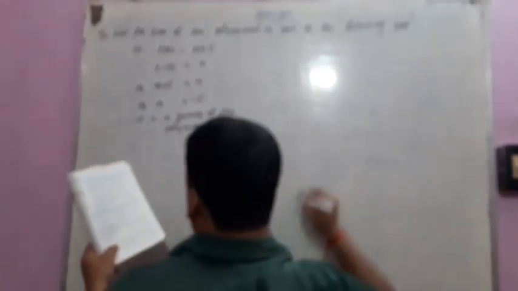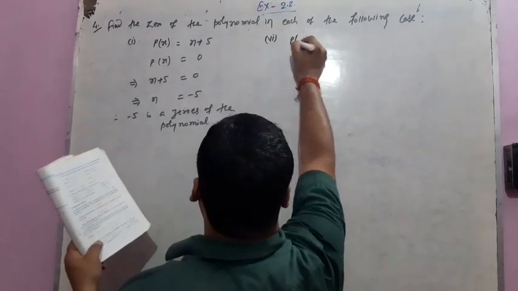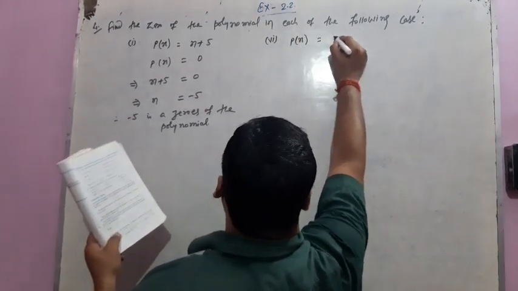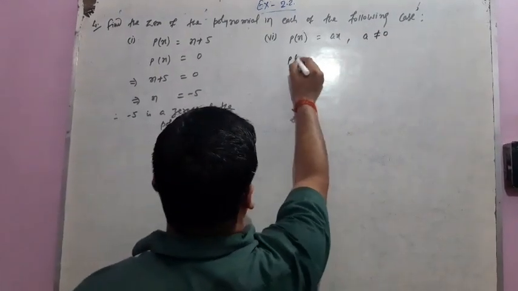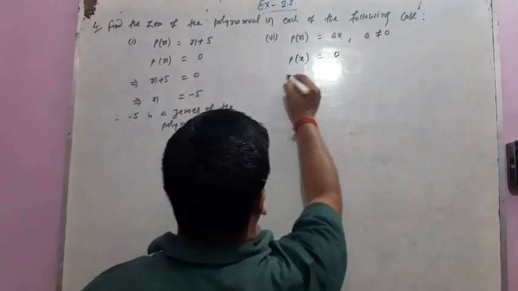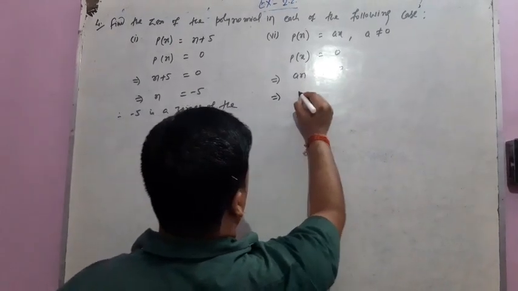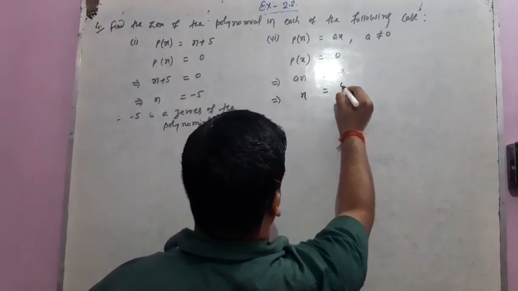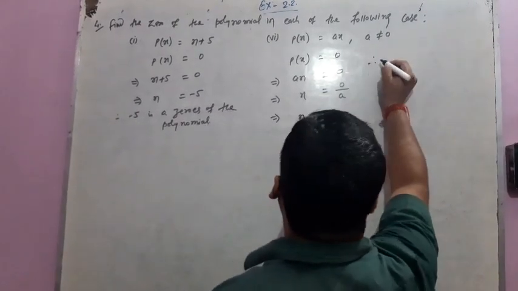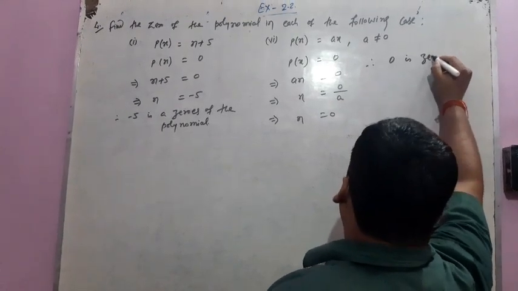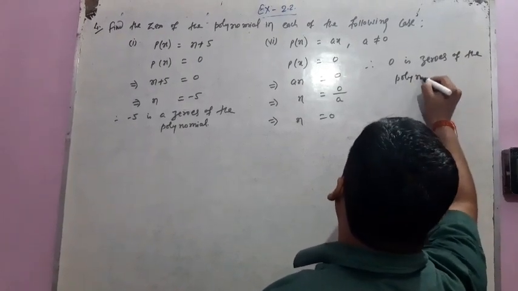Look at one more question here. Question number 6. For polynomial p of x, ax, where a is not equal to 0. Now what do we have to find? We have to find the zero of the polynomial. In place of p of x we have to write ax is equal to 0. So x is equal to 0 by a, that is equal to 0. Therefore 0 is the zero of the polynomial.